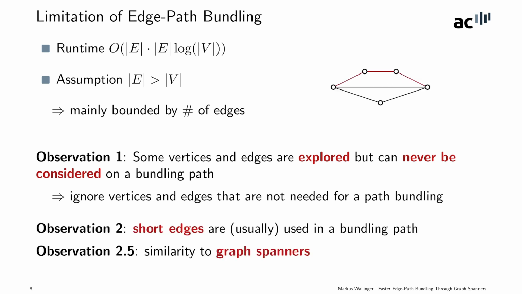Another observation was that short edges are usually used in a bundling path. That means if we take, for example, the red edges, they are more likely to be a support of another edge's bundling path than that they are bundled themselves. And also, we had another observation that computing an edge path bundling is similar to computing a greedy graph spanner. Therefore, we thought it should be possible to compute a path bundling on a sparse subgraph.